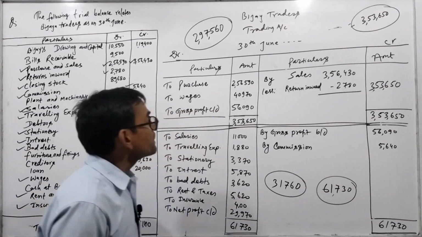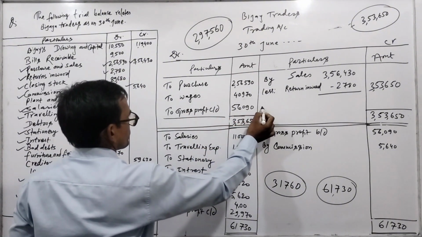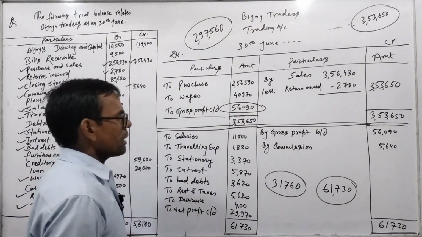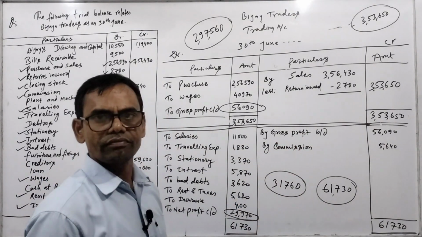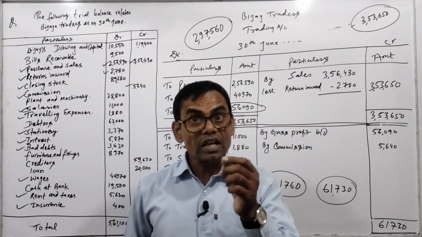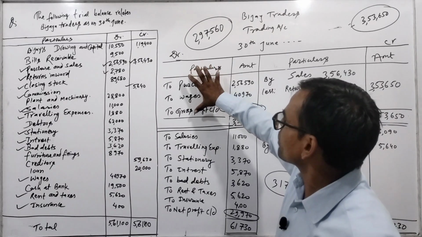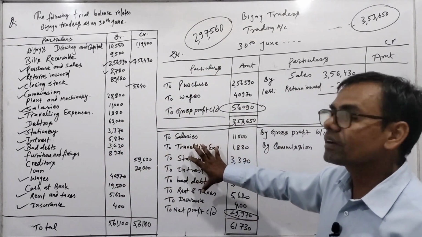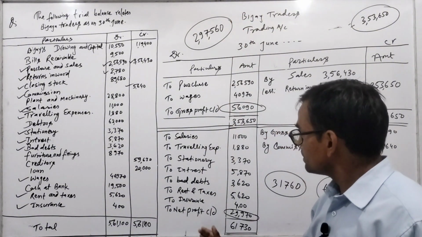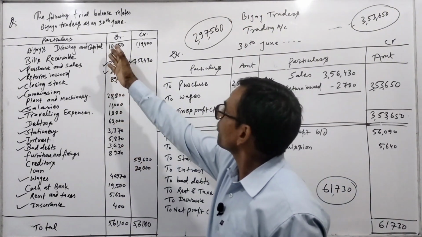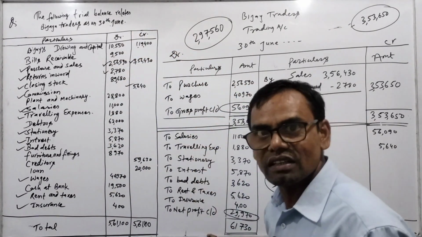Net profit is 29,970. In this way, by preparing the trading account, you get gross profit, and by preparing the profit and loss account, you get net profit. But you must be careful about which expenditures are recorded in the trading account and which are recorded in the profit and loss account. Both these items should be taken from the debit side of the trial balance. Debit side goes in debit side.